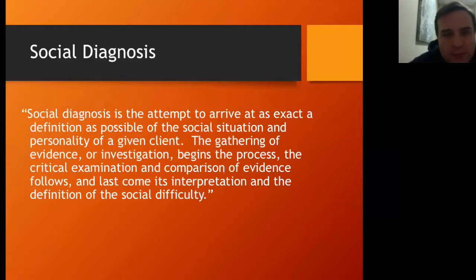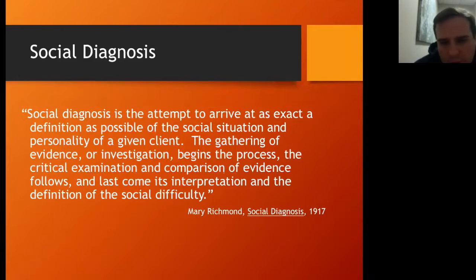So we want to talk about this concept of social diagnosis. I'm just going to read this to you. It's Mary Richmond. So this lets you know where we're coming from, right? This is one of our founders of the profession of social work, 1917. Social diagnosis is the attempt to arrive at as exact a definition as possible of the social situation and personality of a given client. The gathering of evidence or investigation begins the process. The critical examination and comparison of evidence follows, and last come its interpretation and the definition of the social difficulty.